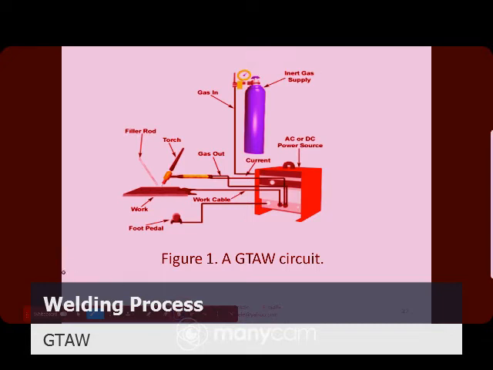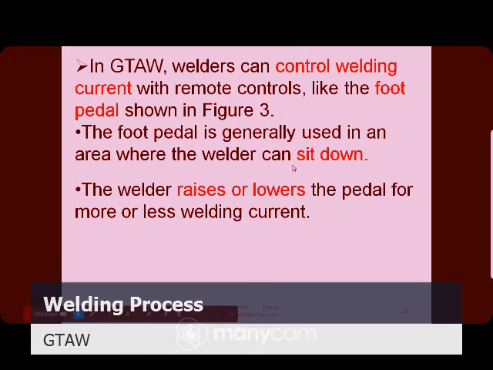It depends on what? On its application areas. So these are the parts of gas tungsten arc welding, or the full circuit of gas tungsten arc welding. In gas tungsten arc welding, welders control the welding current with a remote. That means, as we already discussed, it might be controlled by the remote control, like the foot pedal you are seeing in the figure.